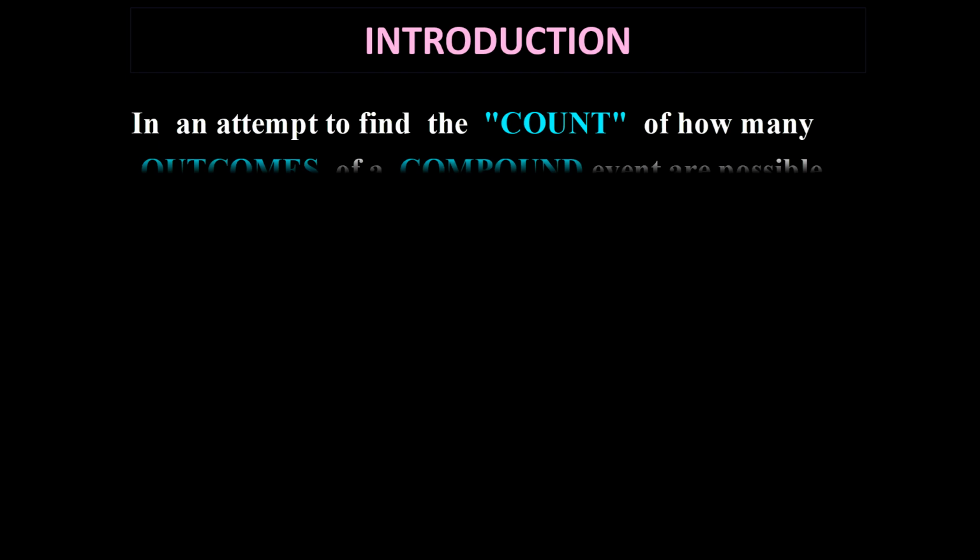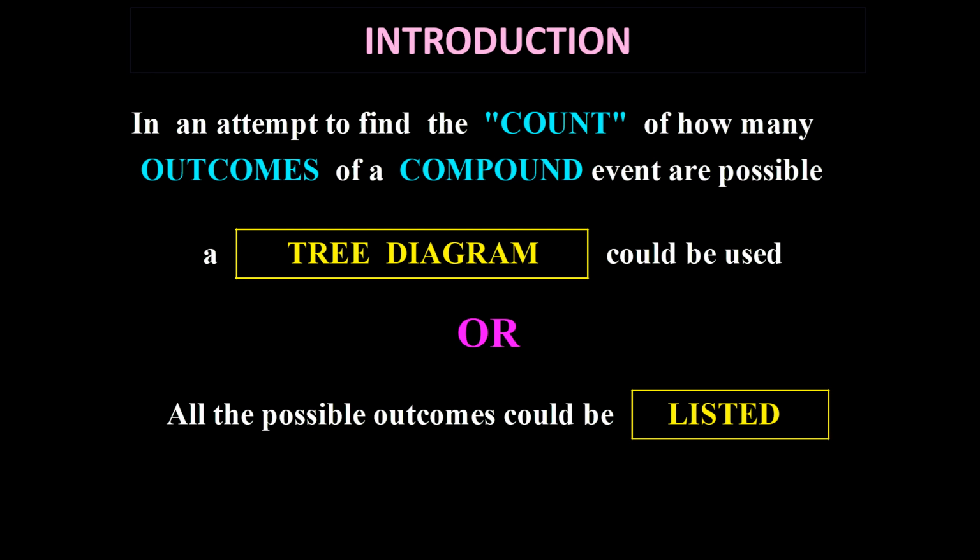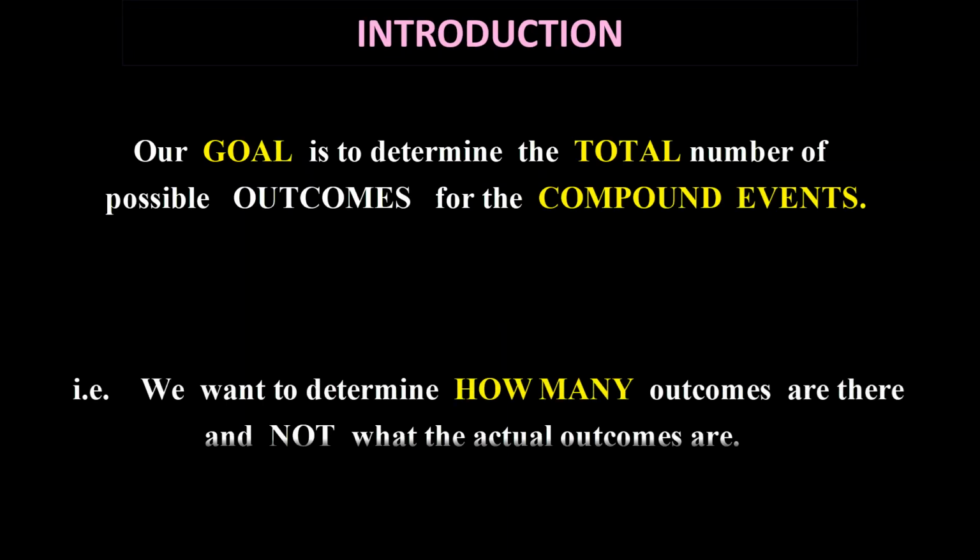Now let's see how we can count the number of outcomes of a compound event. How many outcomes are possible? To be able to do this, we have two options. We can either make use of a tree diagram, or we can list all the outcomes. We're going to try both in the next few examples, and then we'll be able to deduce a rule. So our goal is to determine the number of possible outcomes, and we don't actually want to find the actual outcomes. We have to find a technique of counting the number of outcomes without actually listing all the outcomes.